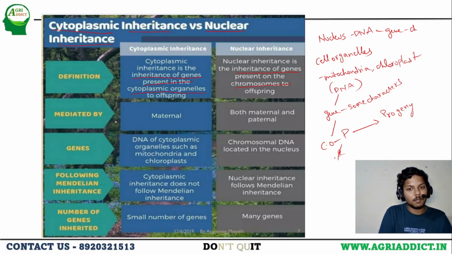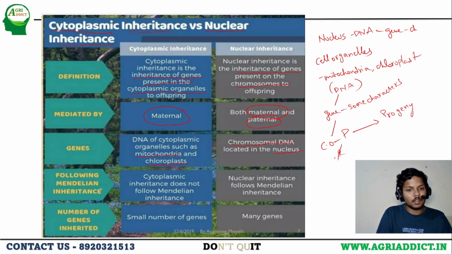In cytoplasmic inheritance, the genes are transferred mainly from the maternal side, from the mother's side, whereas in nuclear inheritance, both maternal and paternal, both the parents are involved in the transfer of the genes. And the location of the genes here is in mitochondria and chloroplast, whereas here it is the chromosomal DNA which is located in the nucleus.